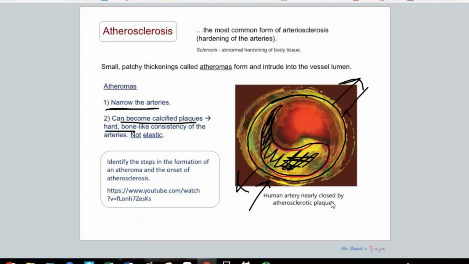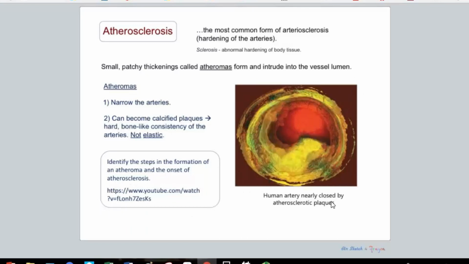and recoil. And there's a video that I'd like you guys to watch. This is referenced in your study questions. And what you do is you can identify the steps that lead to the formation of this atheroma here.